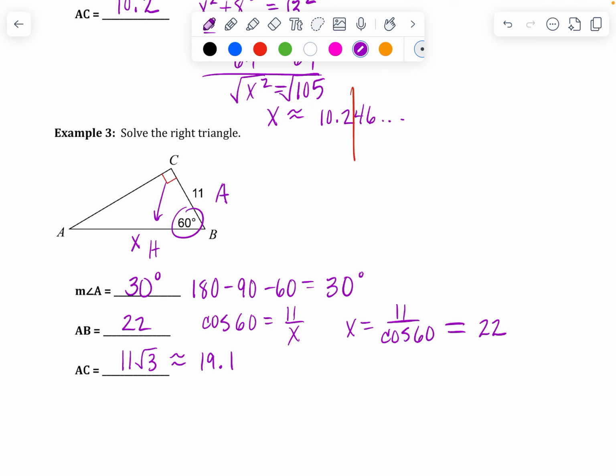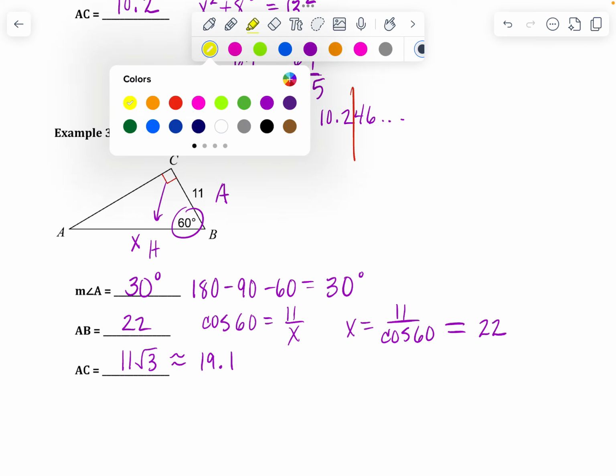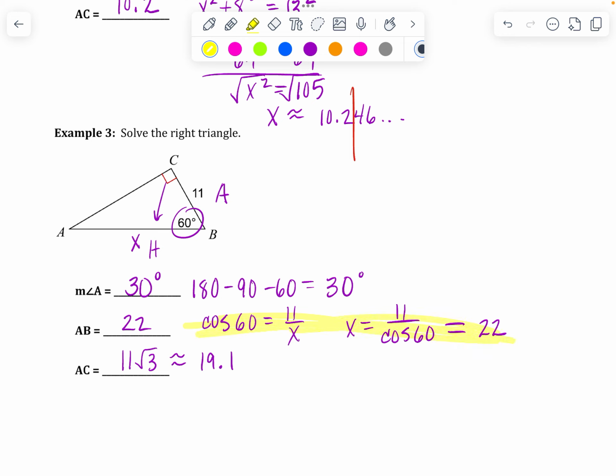So if you have your specials memorized, you could save yourself all of this work here. You wouldn't have to do all of this trig work here that I just highlighted in yellow. You would simply know it was the 22. But either way would get you to the right answer, so whichever way you want to do would be fine with me. Same with AC.